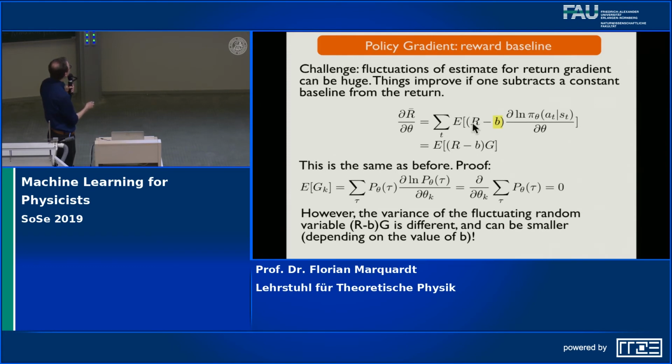So here you have the same formula again, but now I did something funny. I subtracted a constant called b from this return r.